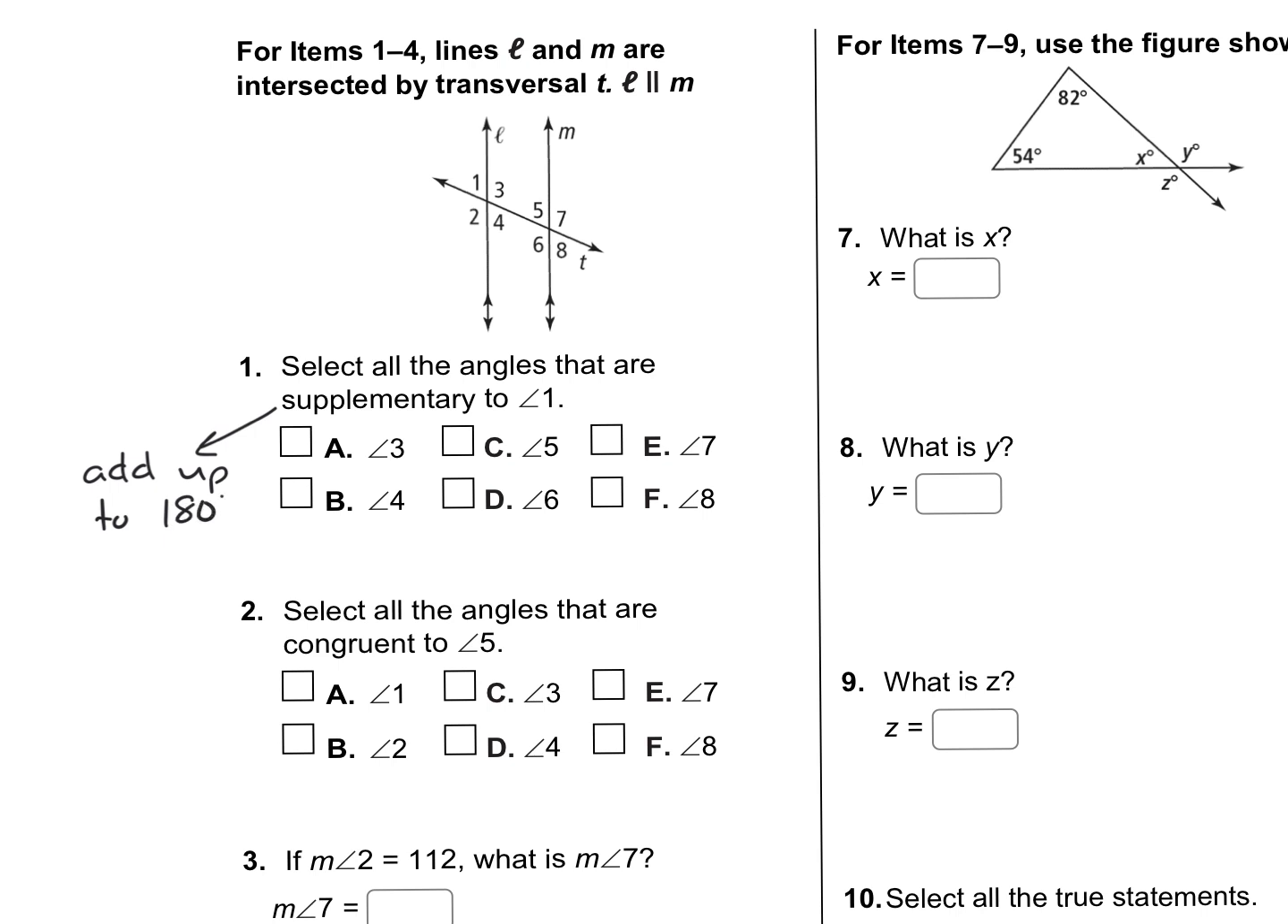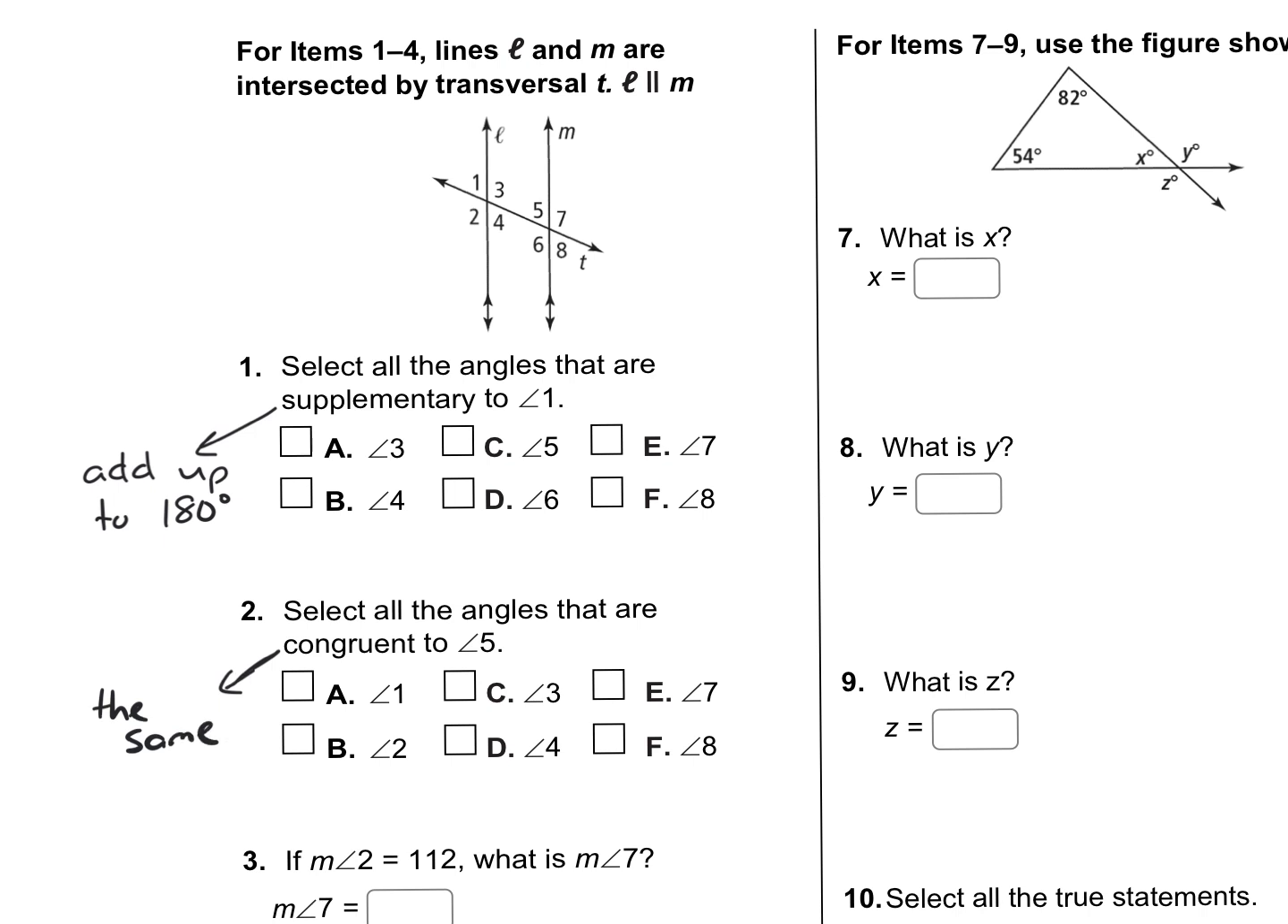So when you're looking at this picture, the relationships are either supplementary or congruent. Okay, those are your only two options. While we're here, what's congruent mean? The same. Yep, congruent means the same. So the angles either add up to 180 or they're the same.